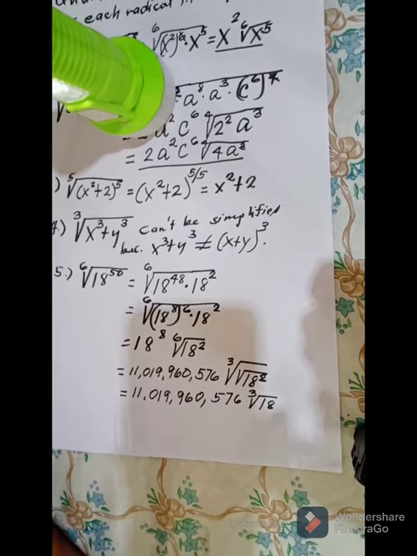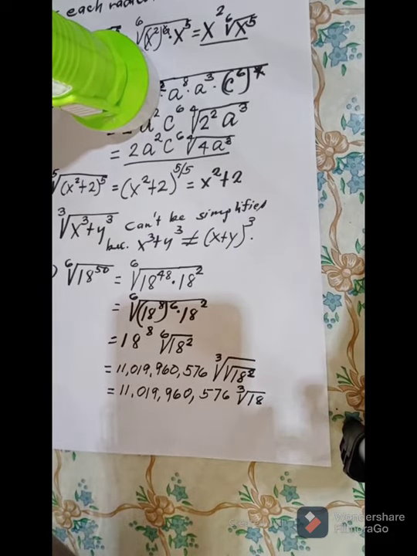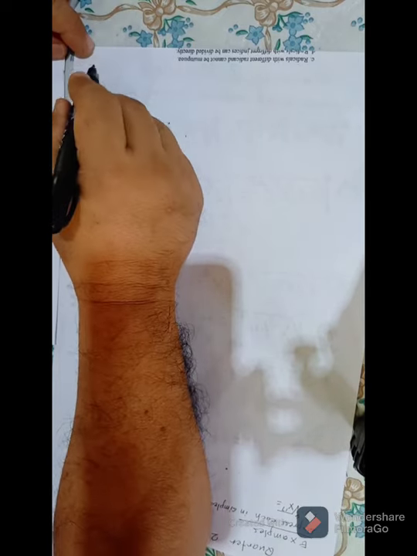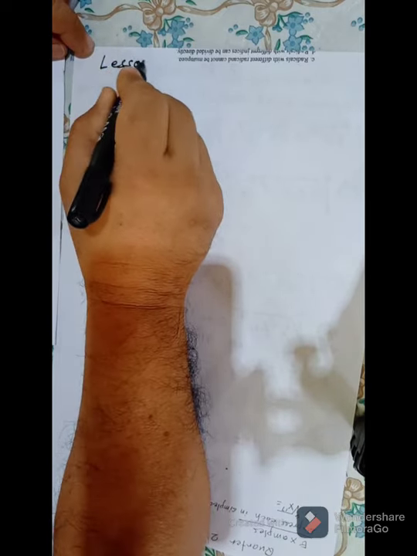Let's go to the examples of lesson 2. Our lesson 2 focuses on simplifying radicals by reducing the index to the lowest possible order. Reducing the index to the lowest possible order. Now, we go to the first example. This is actually for lesson 2.